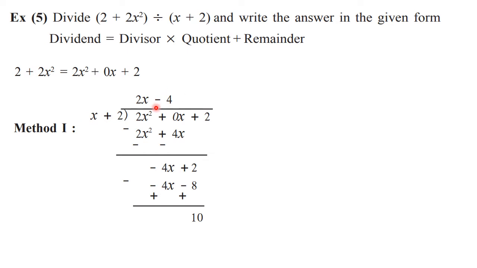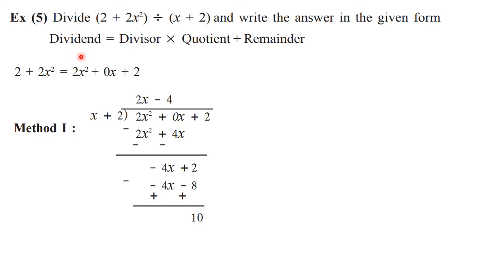Now this minus 4 into x, you are going to get minus 4x. And minus 4 into plus 2, you are going to get minus 8. Again you are subtracting, so change the signs. So minus 4x plus 4x cancelled. And plus 2 and plus 8 is plus 10. Okay. So this is your dividend. This is your divisor. This is your quotient. And this is your remainder.